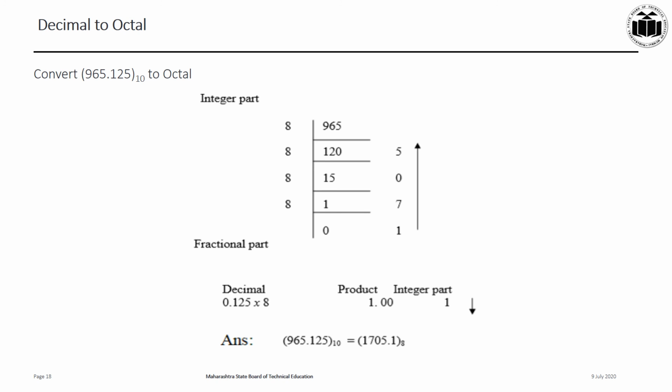Coming to the fractional part. In the fractional part, 0.125 is to be multiplied with the base 8. The product that you get is 1.00. Note the integer part, which is 1. The fractional part, which is 0.00, is to be further multiplied with 8. But since the fractional part here is 0.00, you can stop here. So, the representation of 965.125 will be 1705.1 in the octal number system.